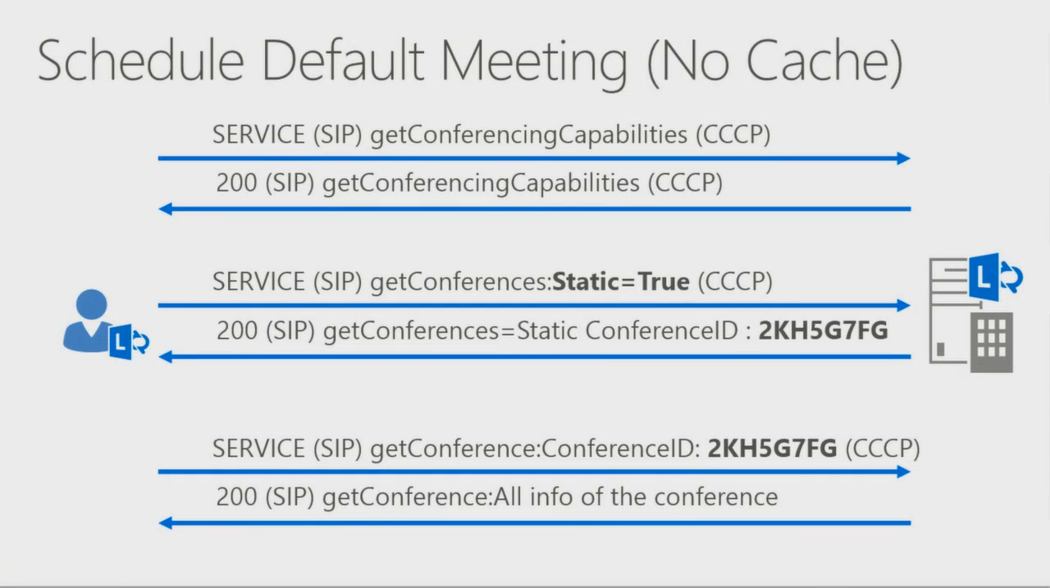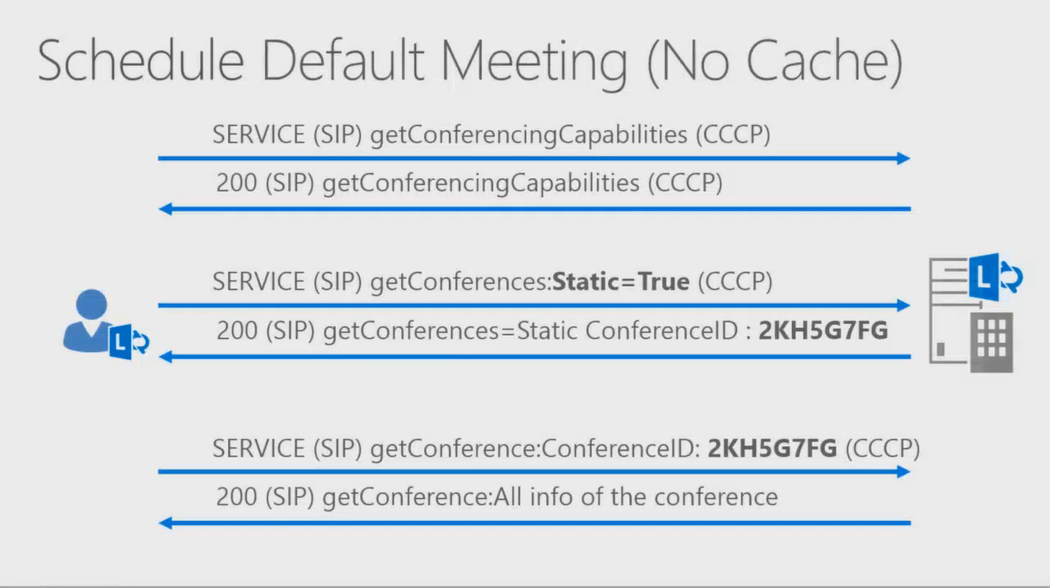So essentially, the first step is get conference capabilities. So what can we do in a conference? And then the second one is, what is my static meeting? Give me my static meeting settings, and then you get them back. And then you get all the information in the last step.